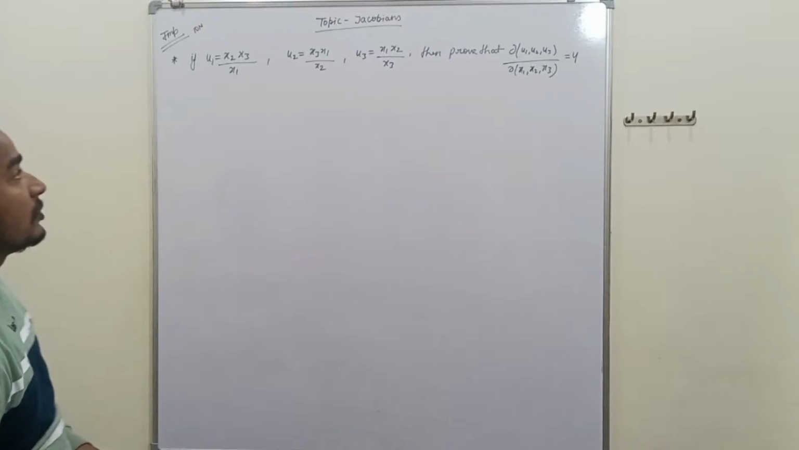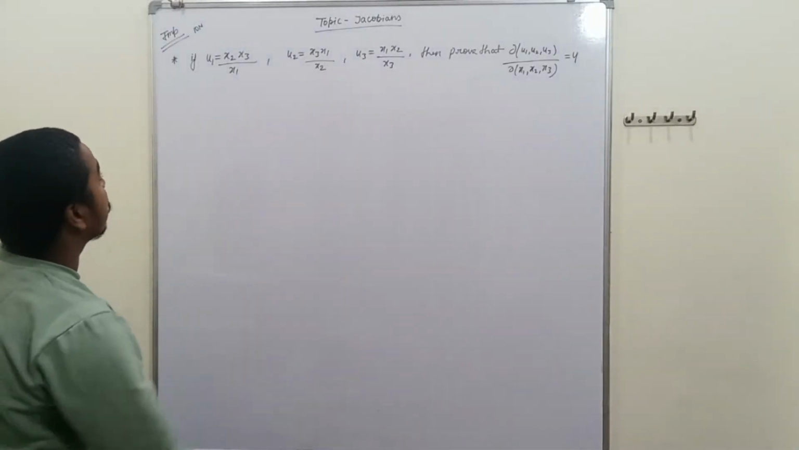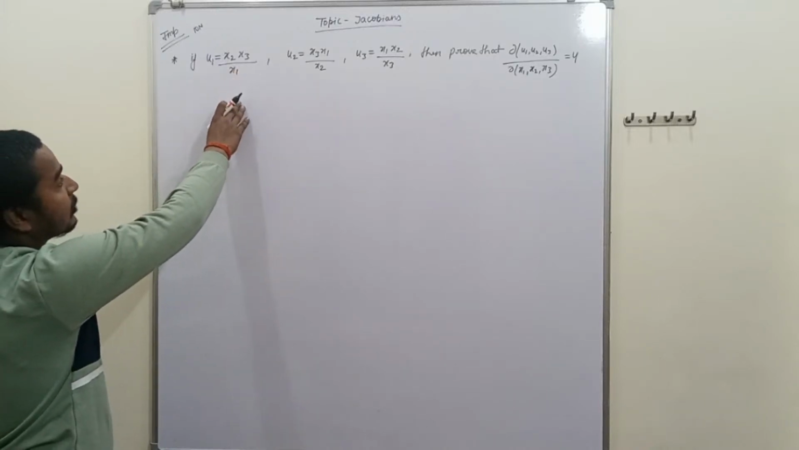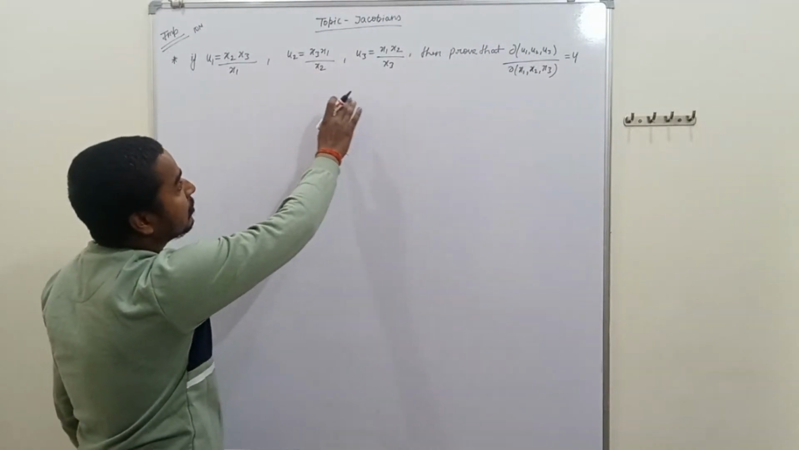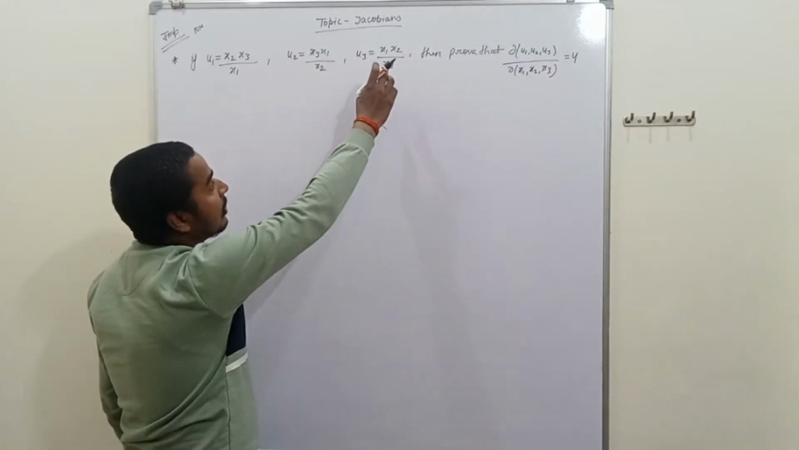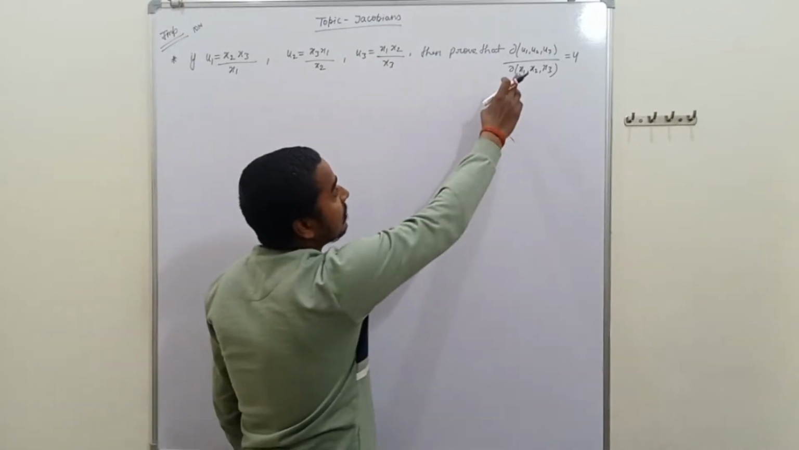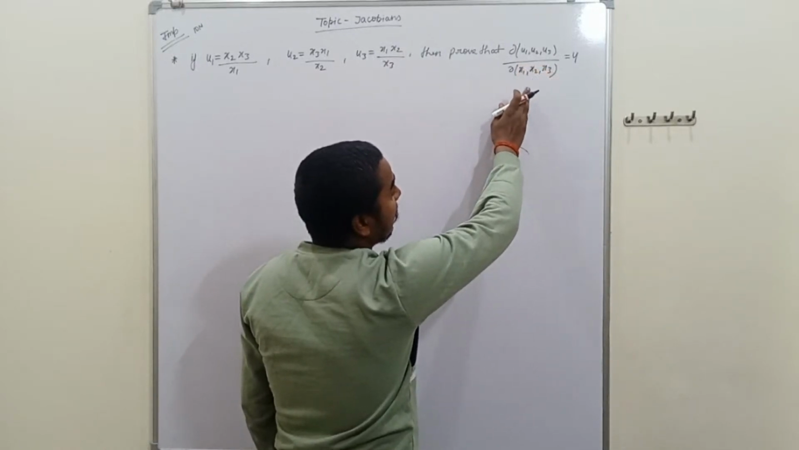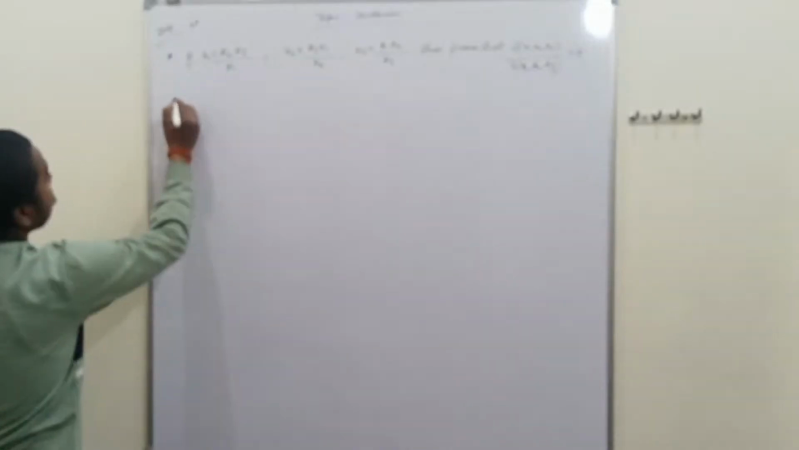Problem is based on Jacobians for the topic mathematical methods. Here in the question, if u1 is equal to x2 x3 upon x1, u2 is equal to x3 x1 upon x2, and u3 is equal to x1 x2 upon x3, then we have to prove that del of u1 u2 u3 upon del of x1 x2 x3 is equal to 4. Let's solve the problem.